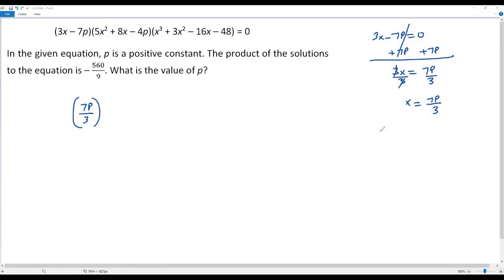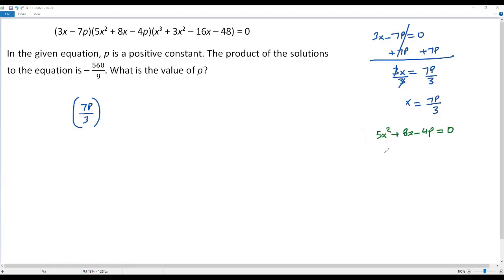that is 5x square positive 8x and negative 4p equals 0. Since it's a quadratic equation, we'll have two solutions. Since the product of the solutions for this equation is given, what we can do is get the product of two solutions of this quadratic equation.